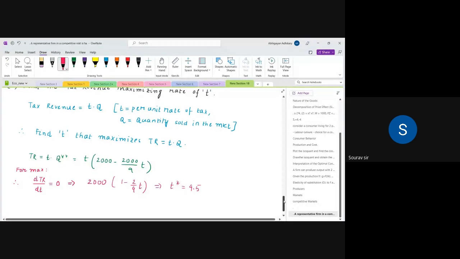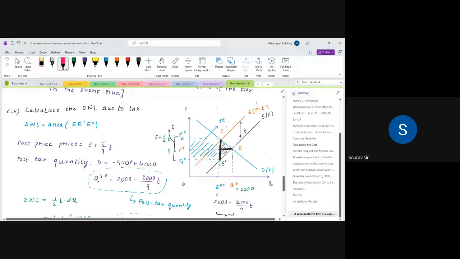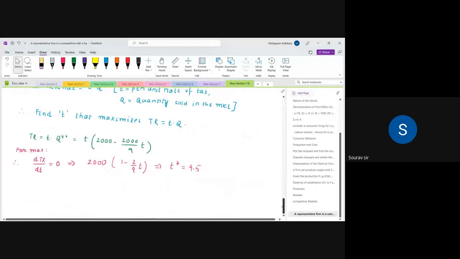But if you simply look at this diagram over here, if you go on charging a higher and higher rate of tax, what will happen? The supply curve will be continuously moving left and left. Correct? It will continue to be pushed left. If the supply curve goes on leftward, then what would happen to the optimal output? It will increase or decrease? What will happen? Decrease. Decrease, right?